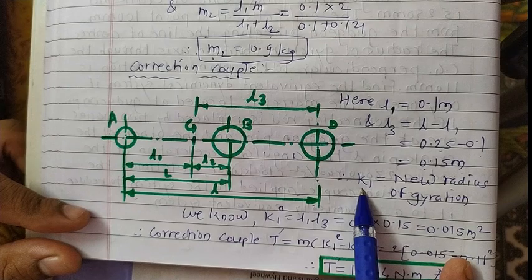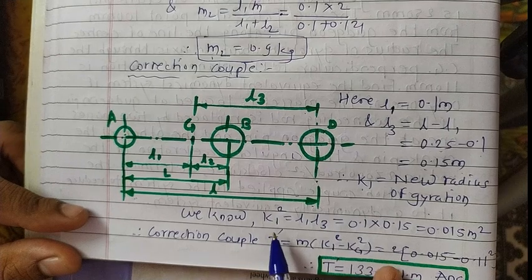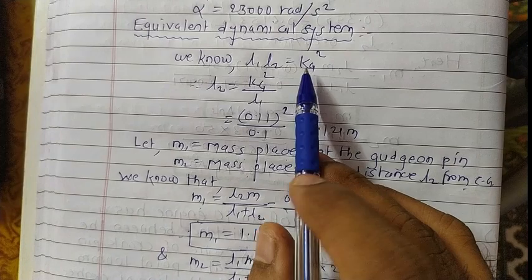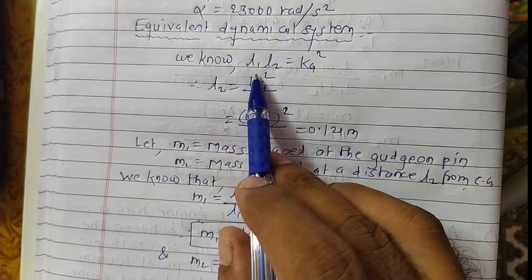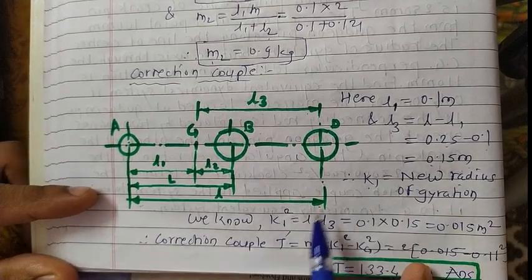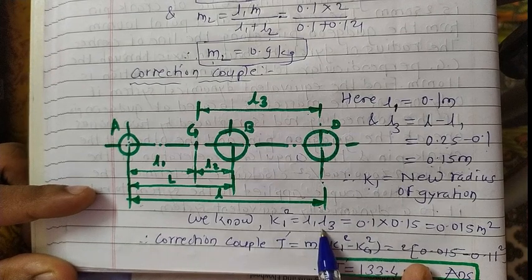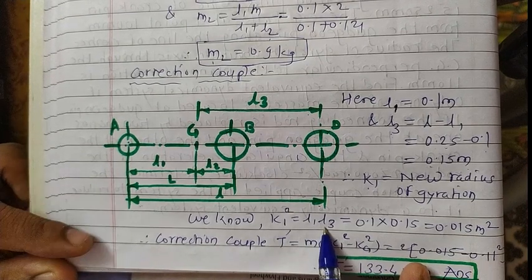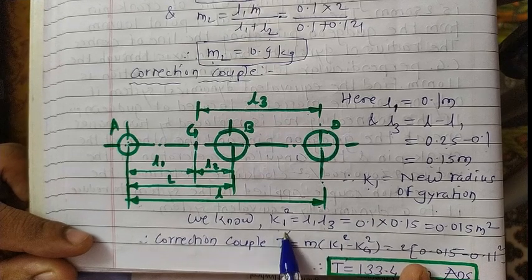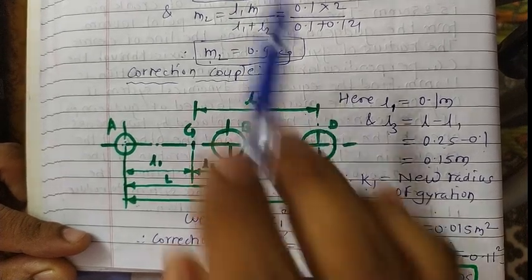What about this k1? k1 is nothing but the new radius of gyration. What is the relation? In the previous case we have seen that kg square equals L1 L2. So for the new radius of gyration, that is k1, the relation is k1 square equals L1 into L3, by considering the correction couple. So we found this as the new radius of gyration. Get the value for k1. So k1 square we found like this, and in the previous case we already have the value for kg.